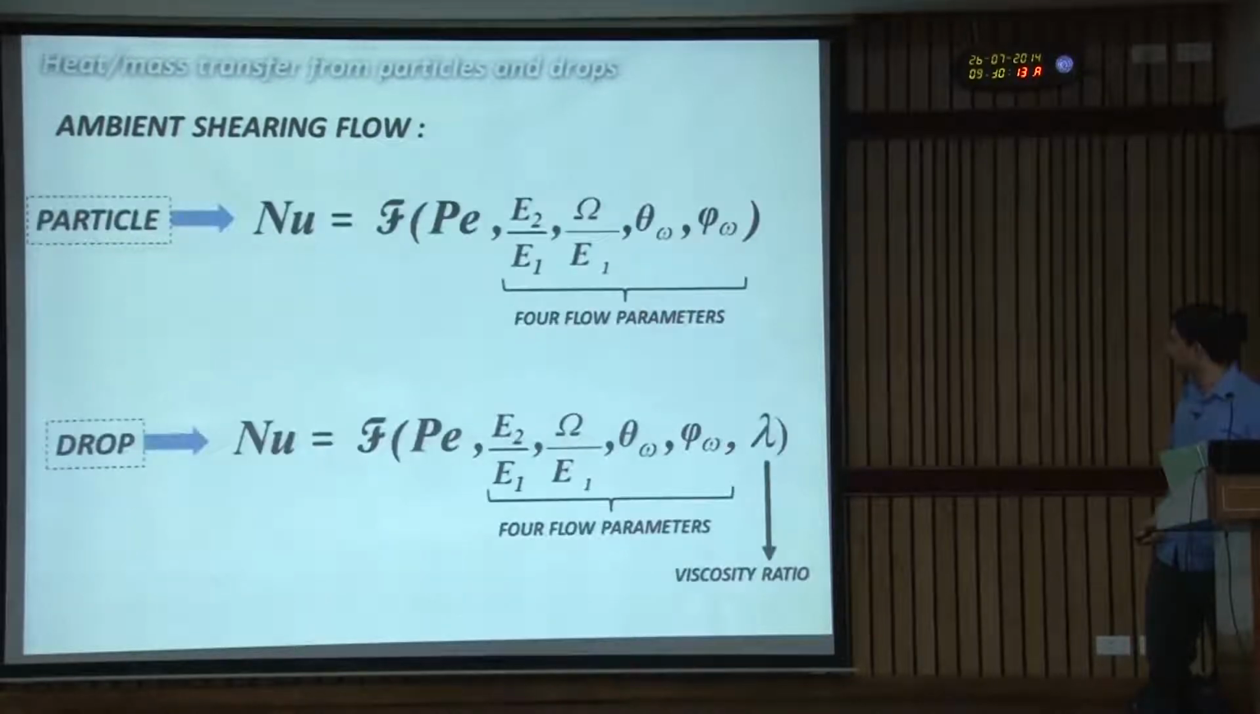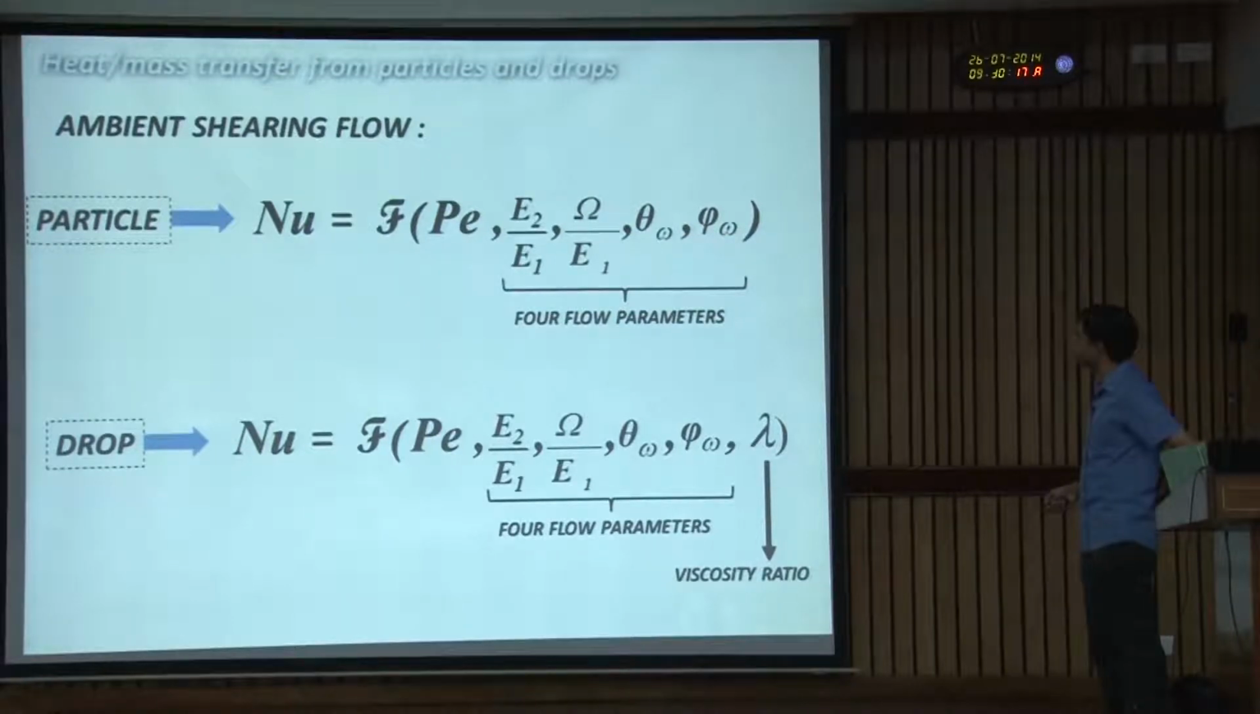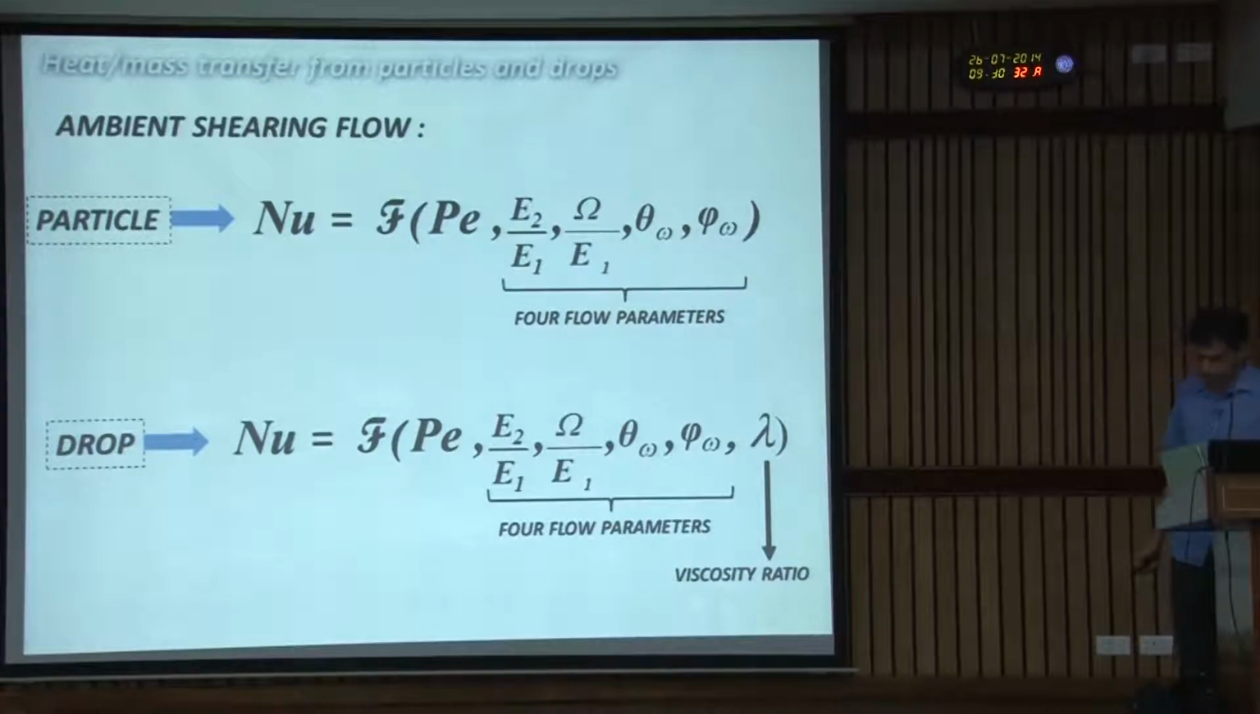Okay. So, if I were to write out a general relation for the Nusselt number for the particle, I would say it has Peclet. Okay. Reynolds is still 0, so it is not a parameter. I have the departure from axisymmetry, the amount of vorticity, and the vorticity orientations. Okay. And if I have a drop, then I have the viscosity ratio entering as an additional parameter. Okay. Right.